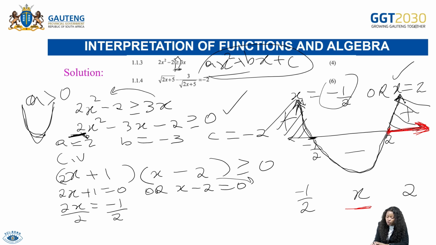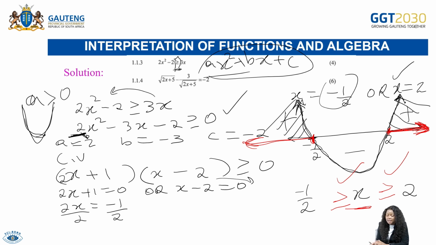So from here going to this side, you are going to the values that are greater than, the values that are positive. So it means your x is greater than or equal to 2, right? And then from -1/2 going to this side, we are going to the values of x that are less than -1/2. So it means your x should be less than or equal to -1/2. Then you get your full marks here by saying x is less than or equal to -1/2, and also x is greater than or equal to 2.